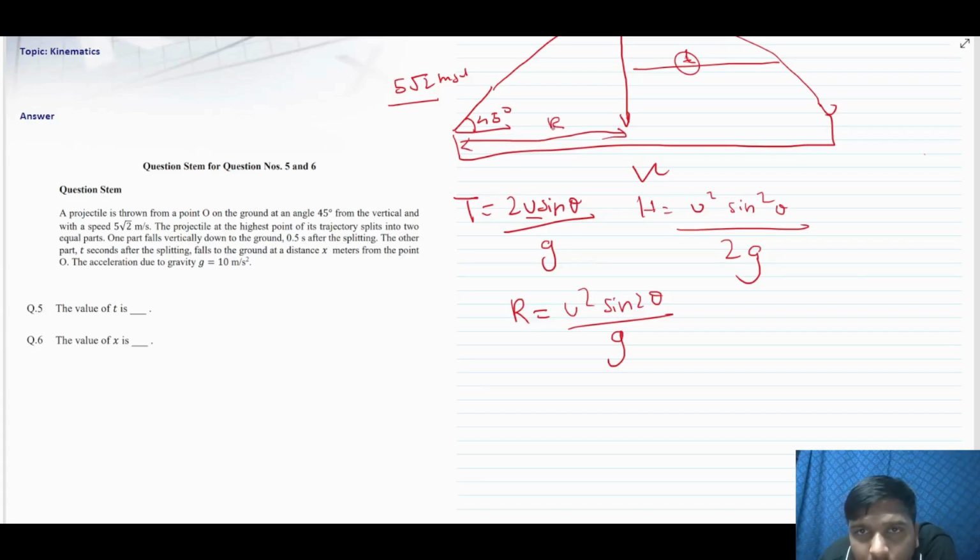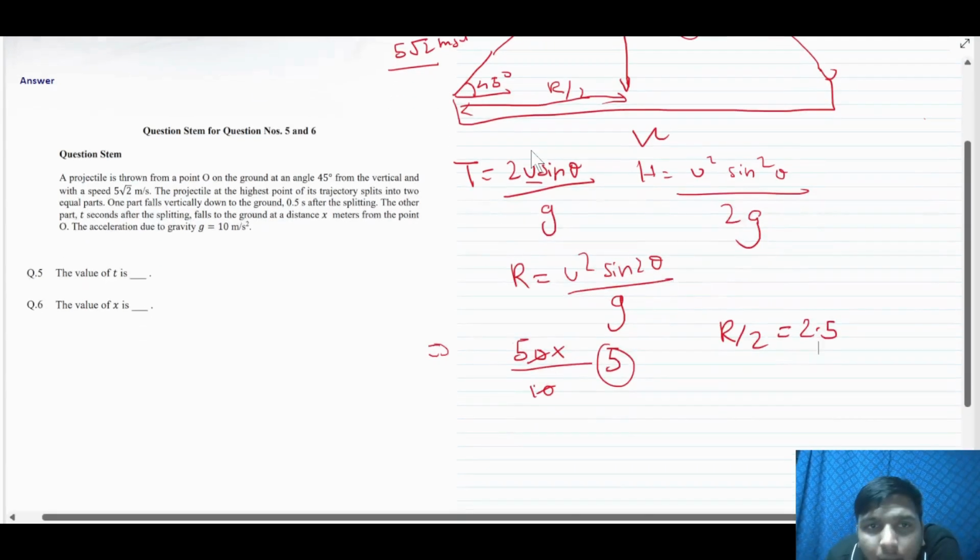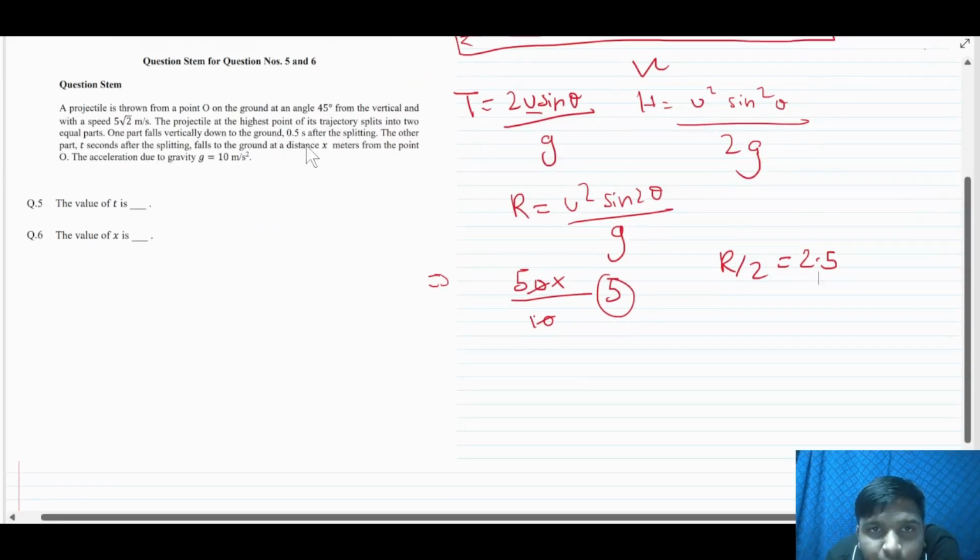So let's find what the range is in the normal scenario. It should be u square, that is 5 into 5, 25 into 2, 50, sin 2 theta, that is 1, by g. G is given as 10, so 5. So the range is 5. It means this distance R by 2 is equal to 2.5, and it is given that the second part has fallen to the ground in 0.5 seconds.